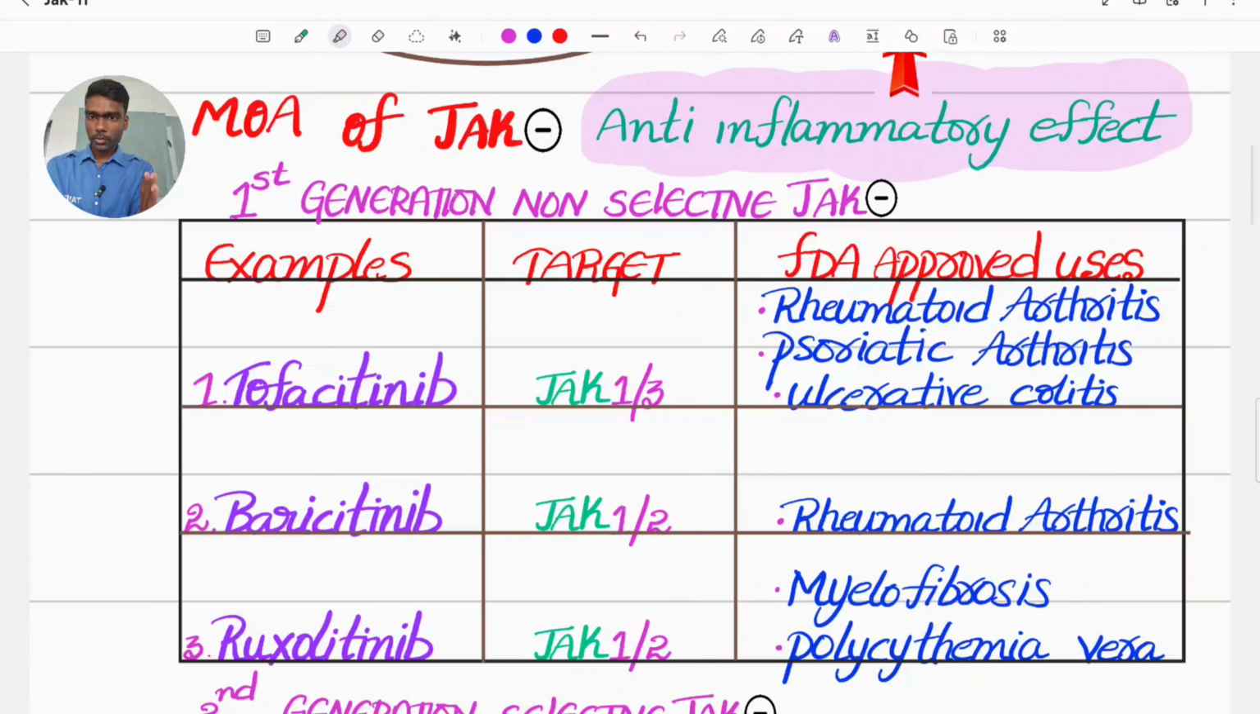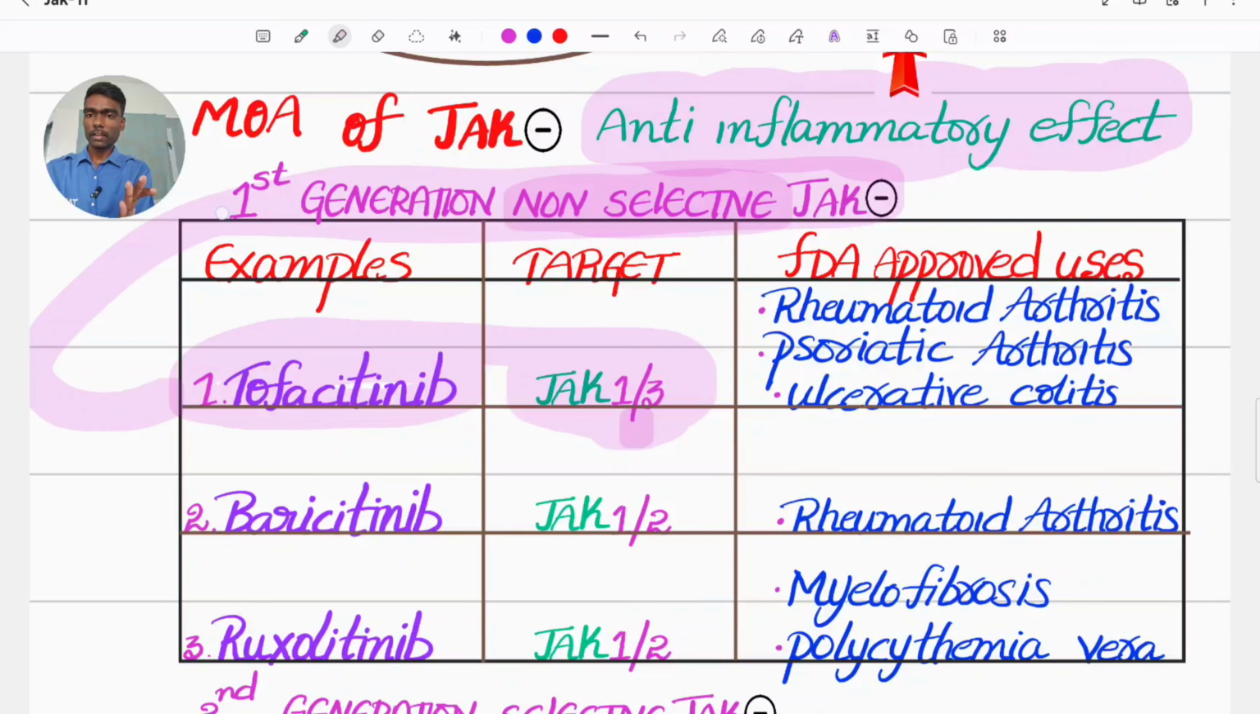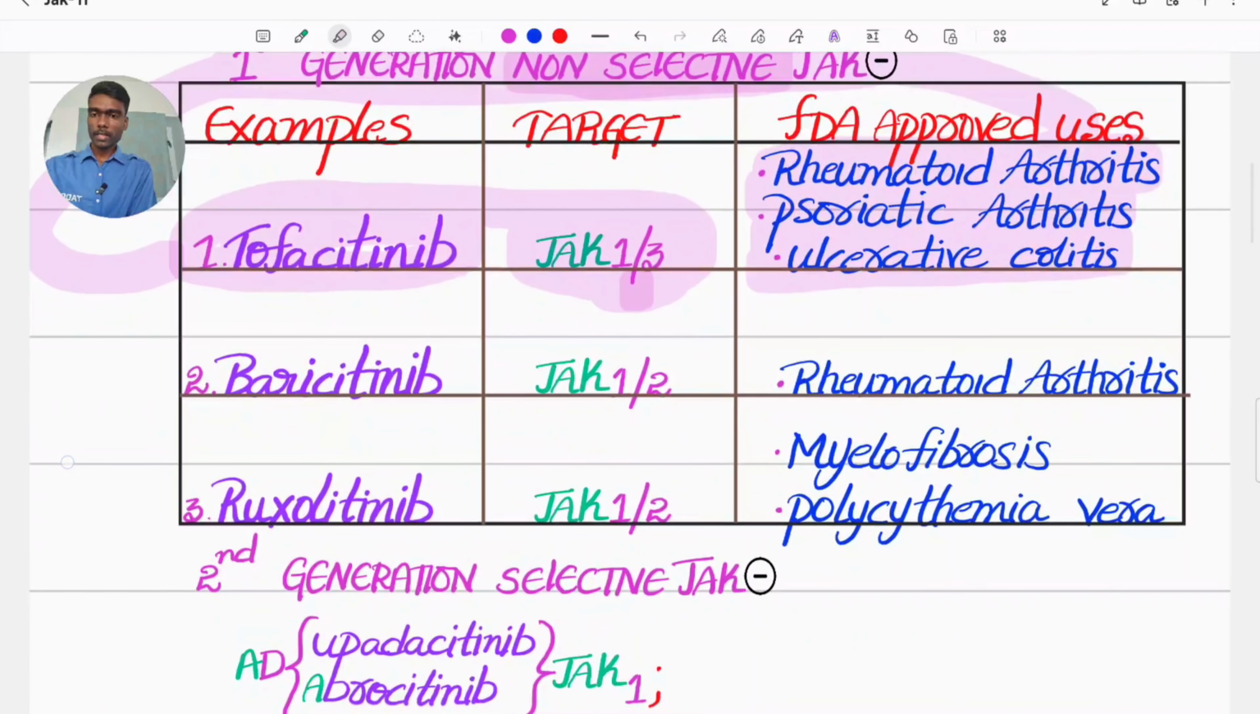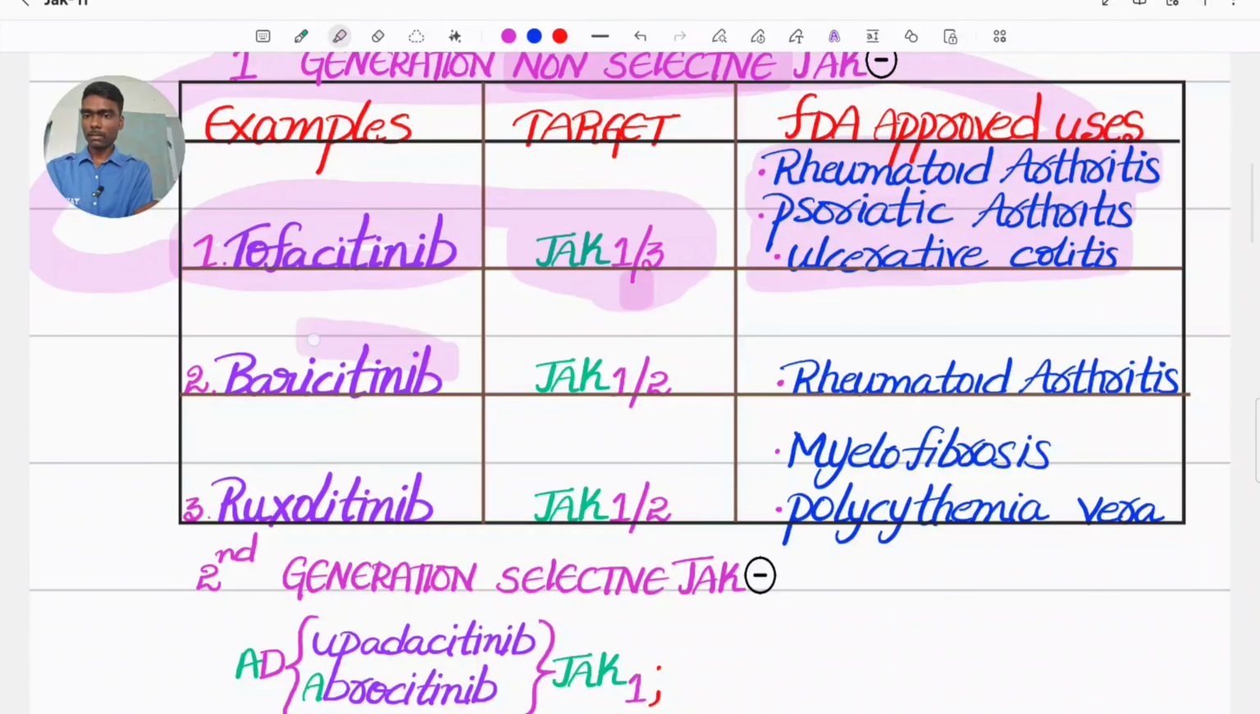It is classified into two generations. First generation is non-selective. Here you can see it is inhibiting both JAK1 and 3. That is Tofacitinib, which belongs to first generation non-selective JAK inhibitors. FDA approved for rheumatoid arthritis, I already told, then psoriatic arthritis, ulcerative colitis. Remaining drugs under the same class are Baricitinib, Ruxolitinib. These two have similar action, inhibiting JAK1 and 2.